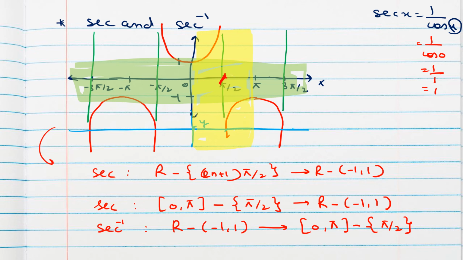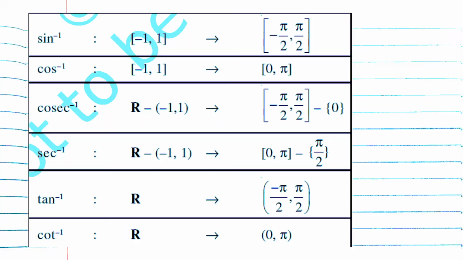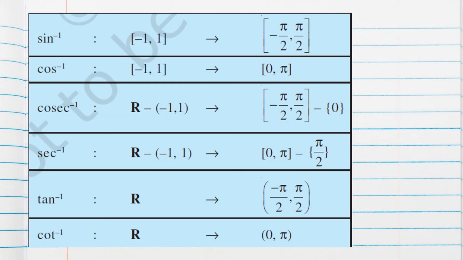Directly if we interchange the domain and codomain of the trigonometric functions, we will not get a function. This way you can remember. For sine inverse and cos inverse, you can see the domain is the same. Cosec and sec domain is the same. Tan and cot domain is the same. For sine inverse and tan inverse, it is the same. The difference is open and closed interval.